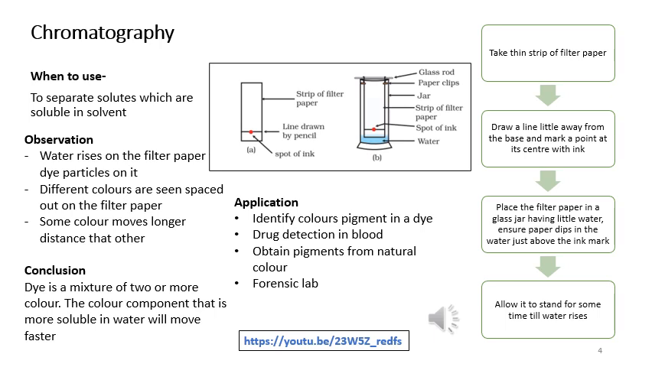It is used to detect drugs in blood. You can also obtain pigments from natural colors using it. And in the forensic lab, it's a very good tool to identify the components that are present in a given mixture. The link below will help you to visualize how chromatography takes place.